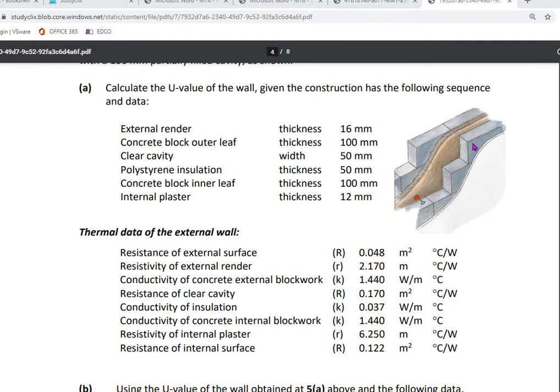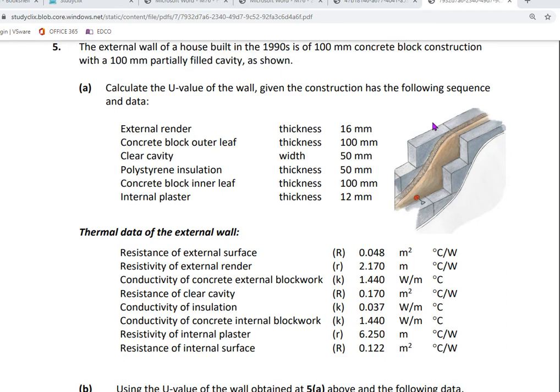Concrete block outer leaf, so our block wall on the outside is 100mm thick. We have a cavity, an open space, which is 50mm thick. Next we have 50mm of polystyrene insulation. We've got a block inner leaf, 100mm, which is the exact same as the outside. And then the inside we've got 12mm of plaster that you can't see. Given all of our materials, we're going to start with a table.